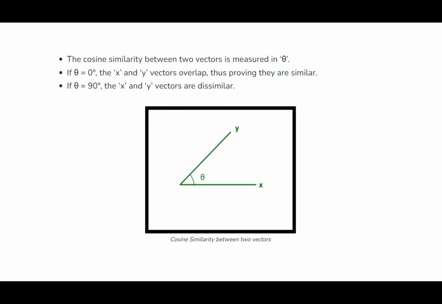You can see this also: the cosine similarity between two vectors is measured by this theta. The more the distance between x and y, the more dissimilar they are. If theta is 90 degrees, it is very dissimilar; the x and y vectors have no similarity between them. If theta is small, then they are very similar.